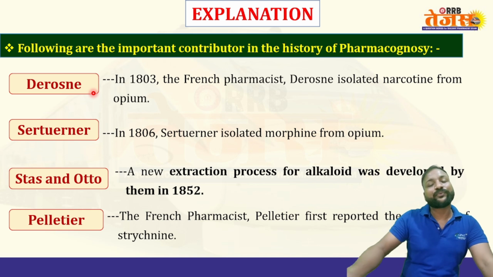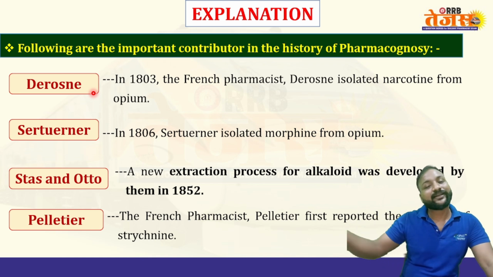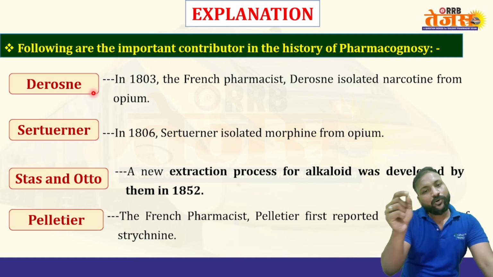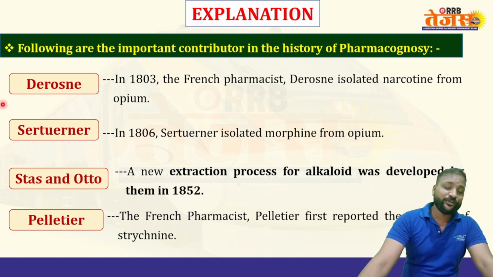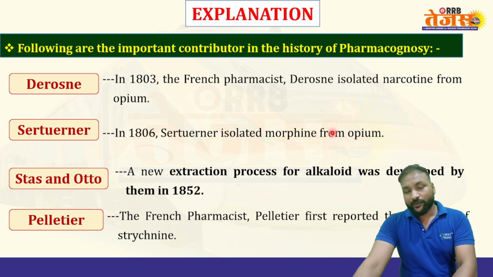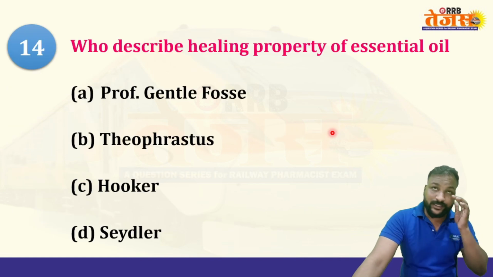So, the compound which was discovered by him starts with N: narcotin. Okay, narcotin. That's why you need to remember. Now we'll go for the next question in the series. That is the 14th question.